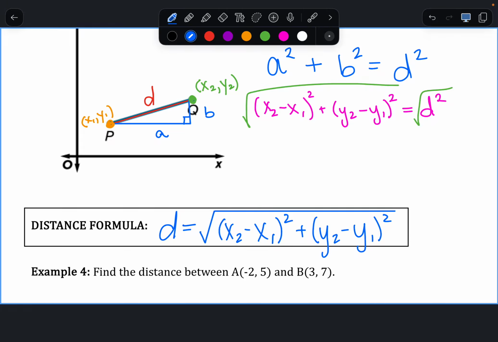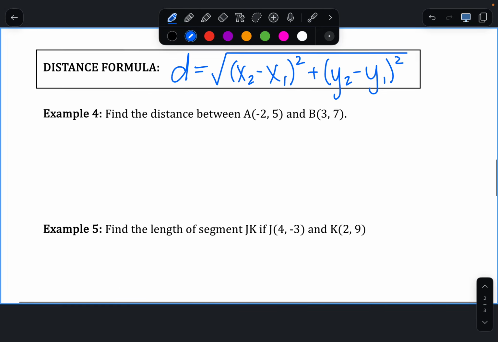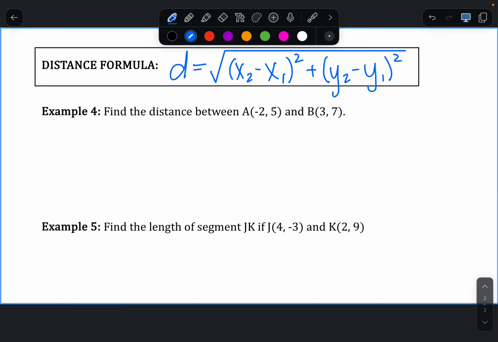Okay. So let me show you how to use this formula. Raise your hand if you remember using this formula. Did you use it in algebra? Yeah, we did the Pythagorean theorem. We did not do this. Okay, so this is new to you.